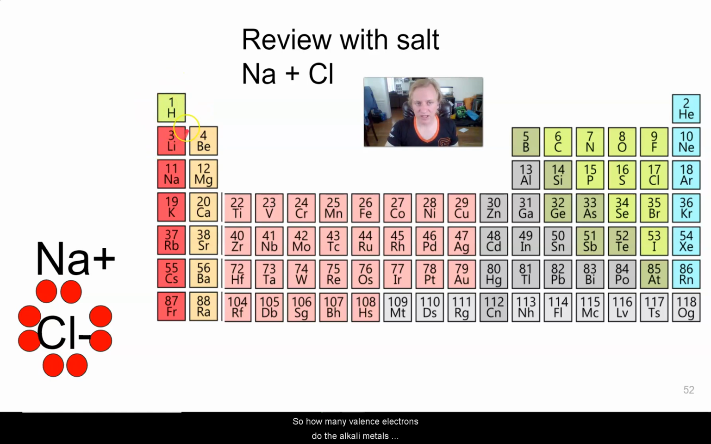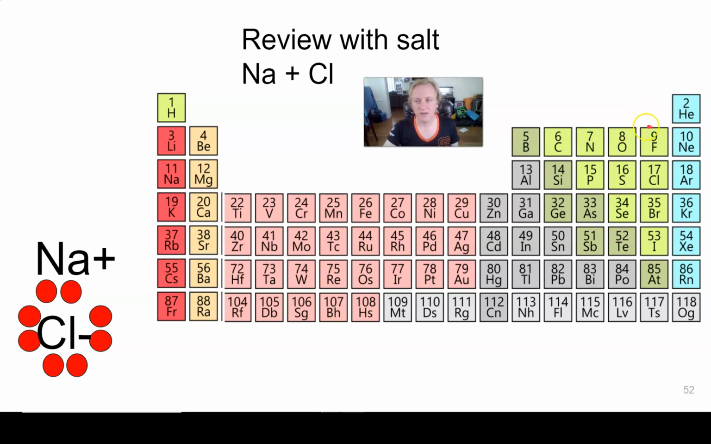So how many valence electrons do these alkaline metals have? One. How many valence electrons do alkaline earth metals have? Two, right? So these have one, these have two. Then we're going to skip the transitional metals and the lanthanides and actinides, which we'll talk about later. Everything in the boron group has 3 valence electrons. Then everything in the carbon group has 4 valence electrons. Everything in the nitrogen group has 5 valence electrons. Everything in the oxygen group has 6 valence electrons.